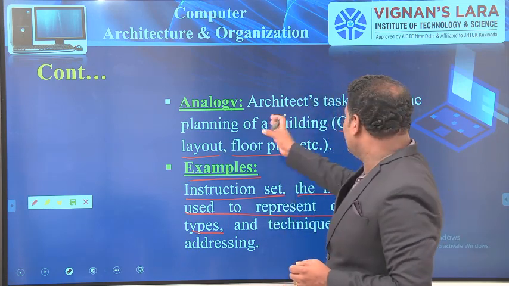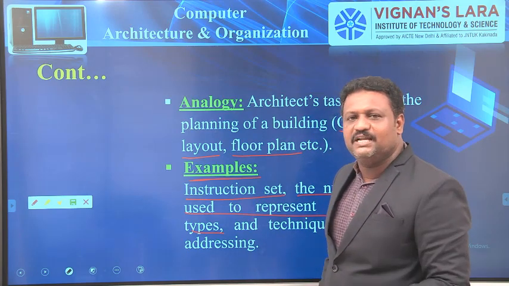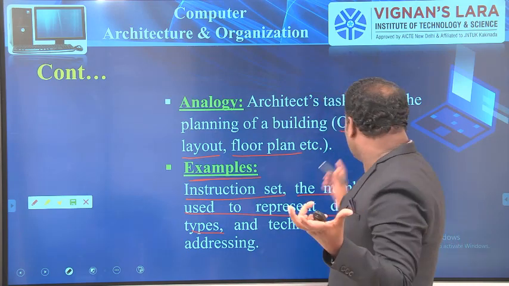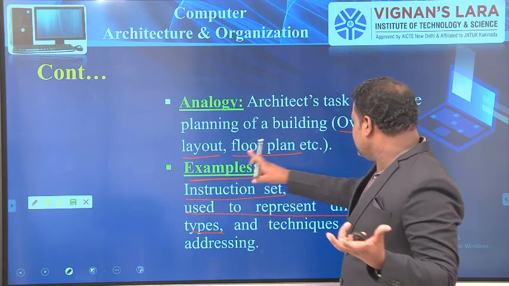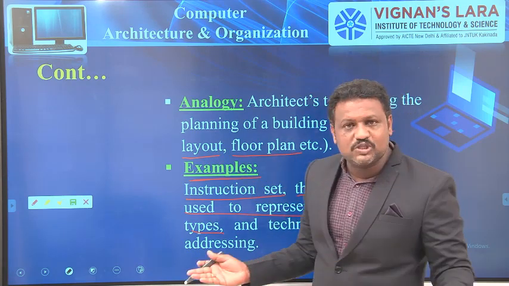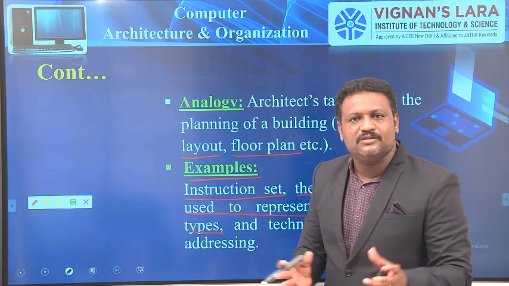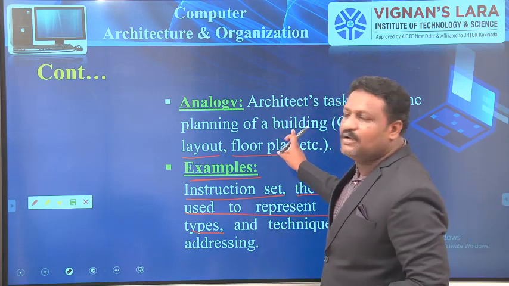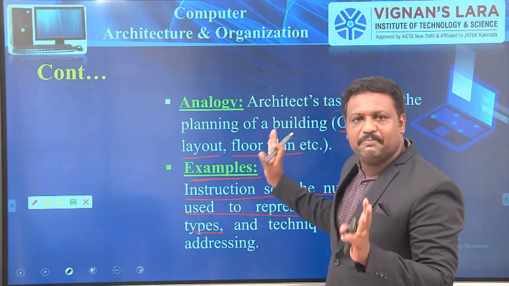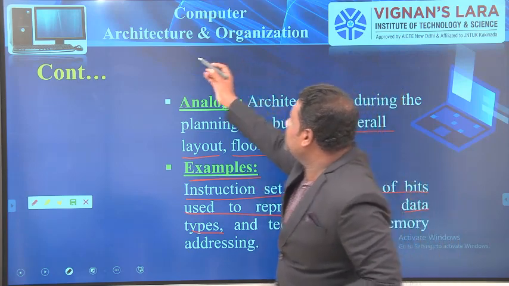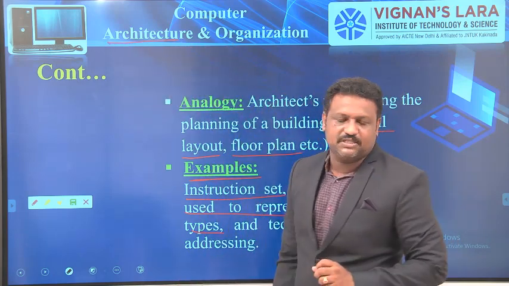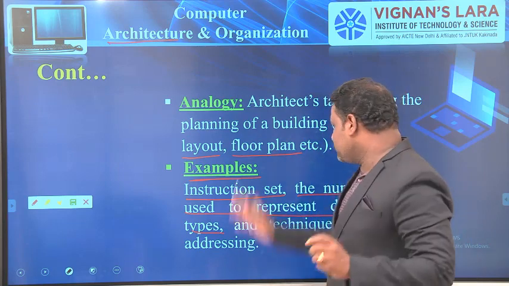That is, an architect's task during the planning of a building is to give the plan for the overall layout, the floor plan, the sizes of the rooms, where we have doors and where we have windows. All this planning can be provided by an architect. The same job is done by computer architecture. You remember this.